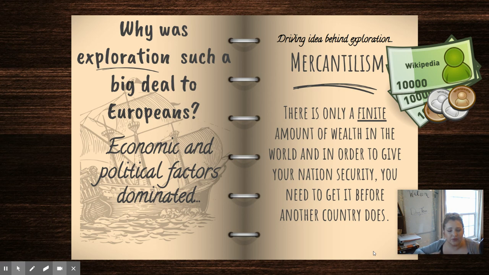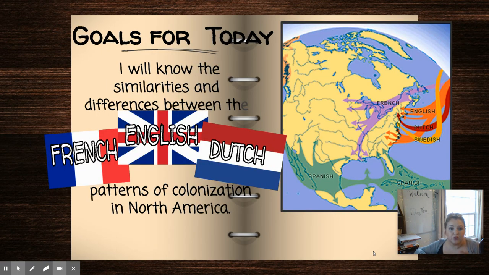Also, you're going to have different social and economic factors within these countries that are going to encourage those countries to do what they do. Okay, so our goal for today is to know the similarities and differences between the French, English, and Dutch colonies in North America.